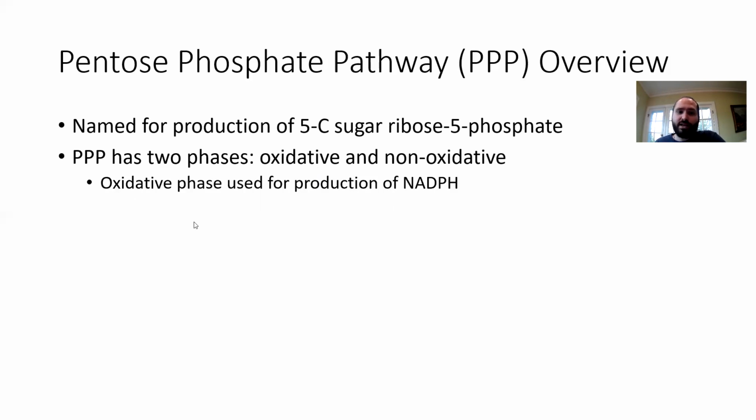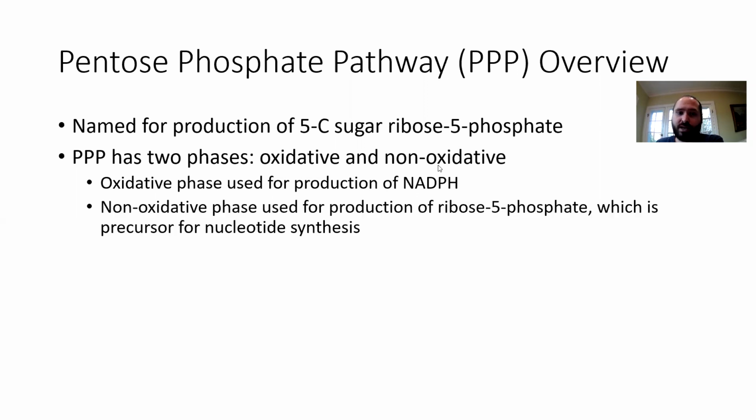The oxidative phase is used for production of NADPH. Now, we've encountered NADH a lot throughout glycolysis and the citric acid cycle. So NADPH is going to be a very related molecule, the only difference being a phosphate. But it's not going to be used for, as we'll see, oxidative phosphorylation. NADPH will be used as an energy source for other reactions and other processes in metabolism.